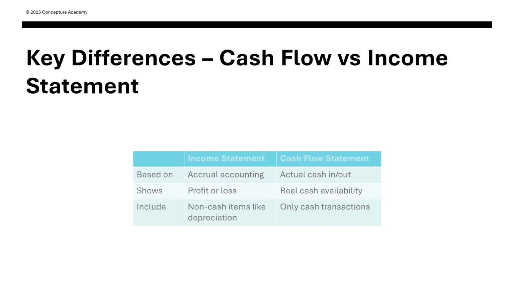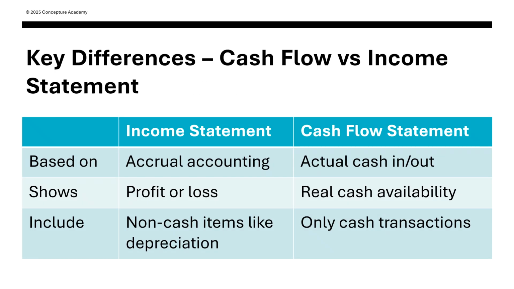Now let's have a comparison of the income statement and cash flow statement to understand the big difference. The income statement includes all earned income, even if it is not received, and it includes non-cash expenses like depreciation and other non-cash expenses. But the cash flow statement only deals with the real cash that came in or went out. Now it's your turn.